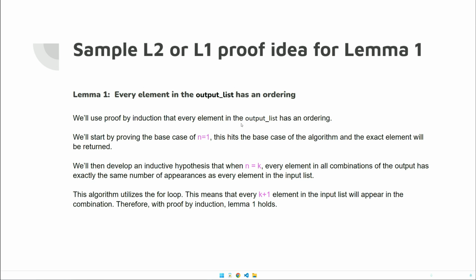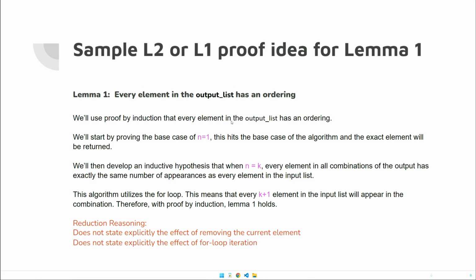This is a sample L2 or L1 version of the proof idea for lemma 1. Compared to L5 or L3, the inductive step of this version has barely any detail. The reason for the reduction is that it does not state explicitly the effect of removing the current element, and does not state explicitly the effect of the for loop iteration. However, this does not get you L0 because it still contains some correct ideas such as utilizing the nature of for loop as a justification of the correctness of the algorithm.